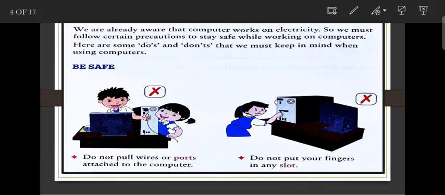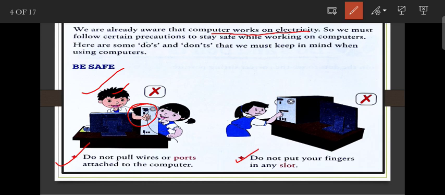So we all know that our computer is an electronic machine, and the computer works on electricity. So we must follow certain precautions to stay safe while working on the computer. The first precaution is do not pull wires or ports attached to the computer. Here you can see in the image this boy is pulling the wires from the computer. All of you, don't do this.